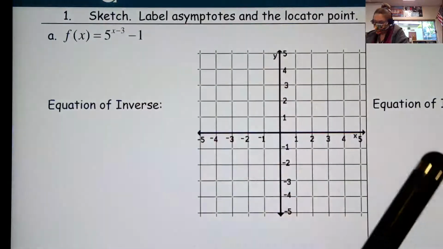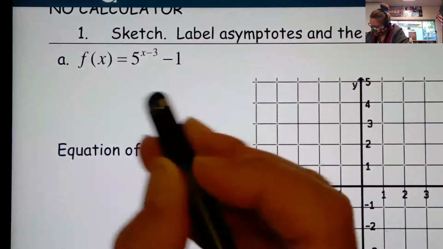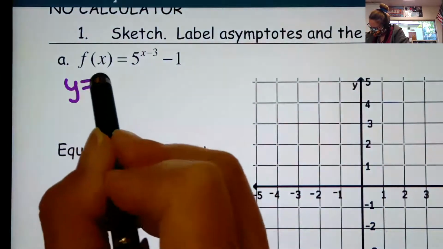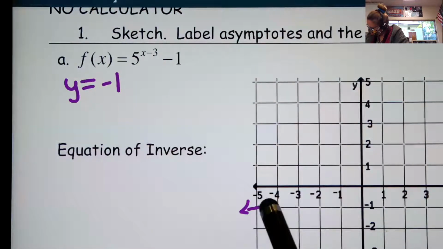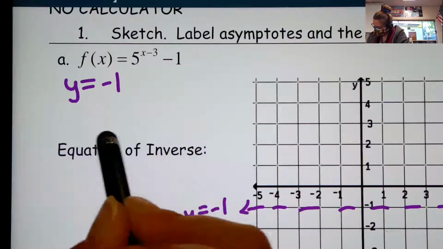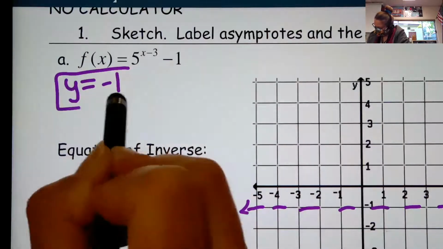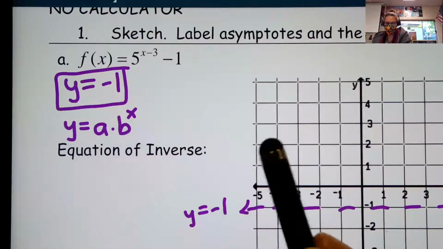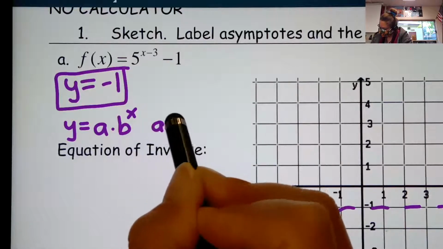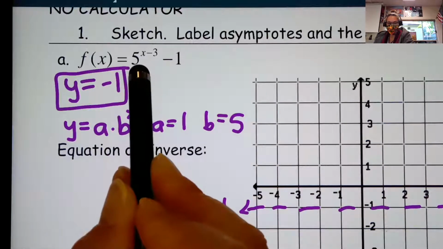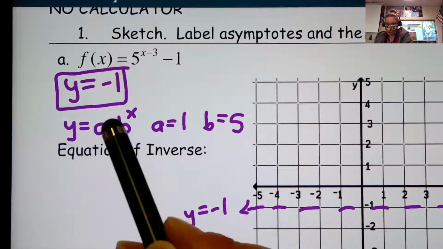So this is an exponential graph, and an exponential graph has a horizontal asymptote at y equals -1. So I'm going to draw that in, y equals -1. And a little reminder with these graphs, they're of the form y equals a times b to the power x minus h, plus k. But what I'm really concerned with, my a is 1, my b is 5. So this is my b. In front of my a, there is nothing, so my a is 1.